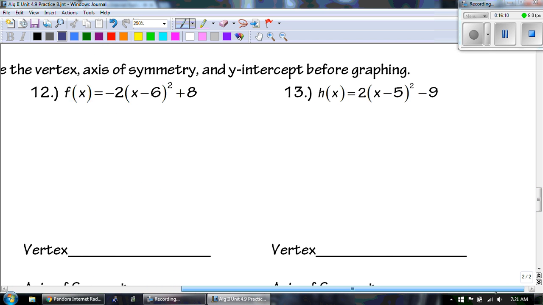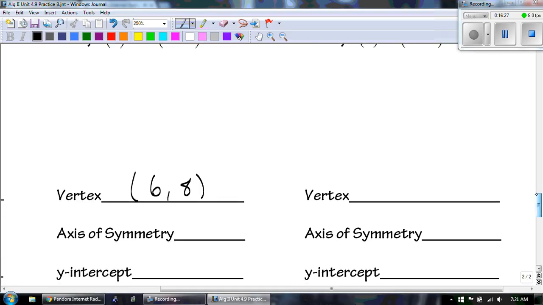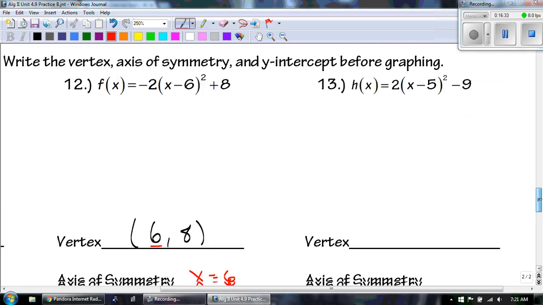So for number 12 and 13, I like them because they're in vertex form. So if they're in vertex form, I can get the vertex right away because I take the opposite of negative 6 and the 8 stays the same. My axis of symmetry is whatever my x value is, so x equals 6. And the only thing that I have to do is to find the y-intercept. And that's when we plug in 0.